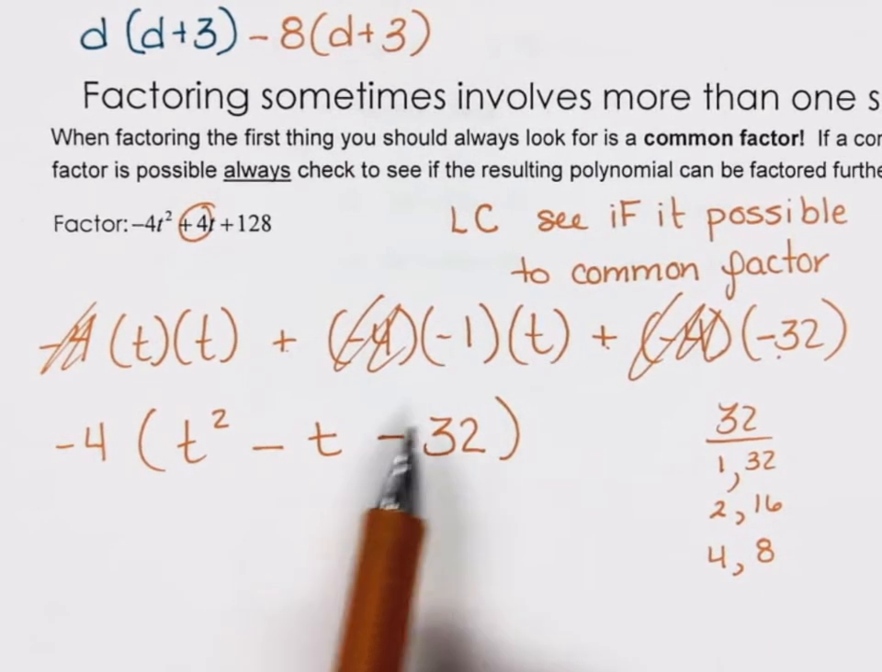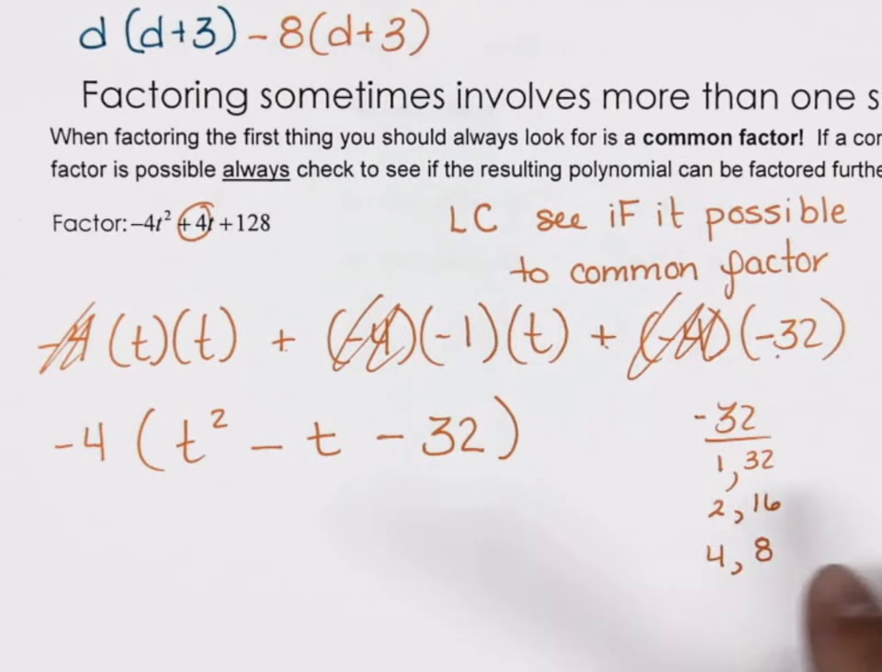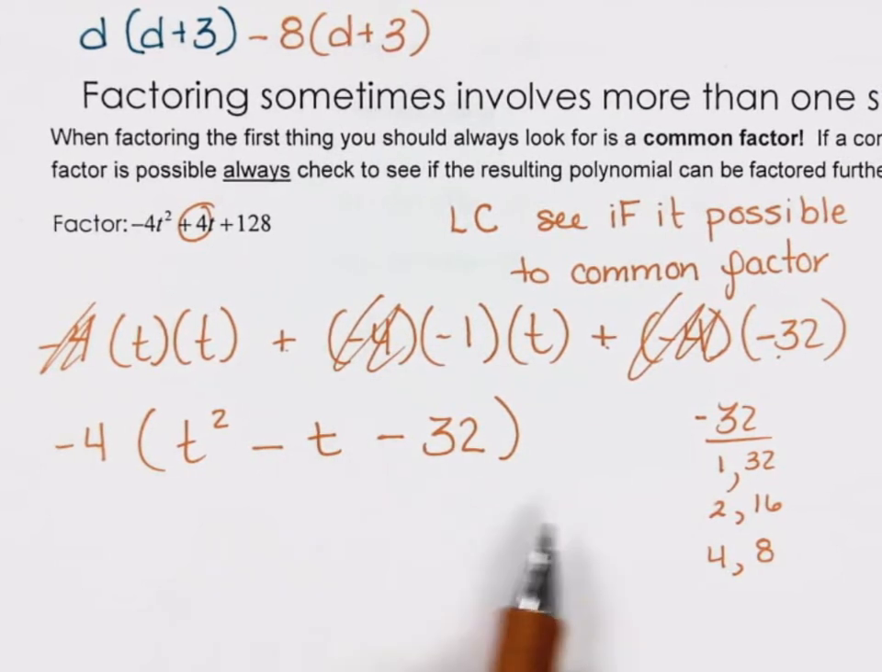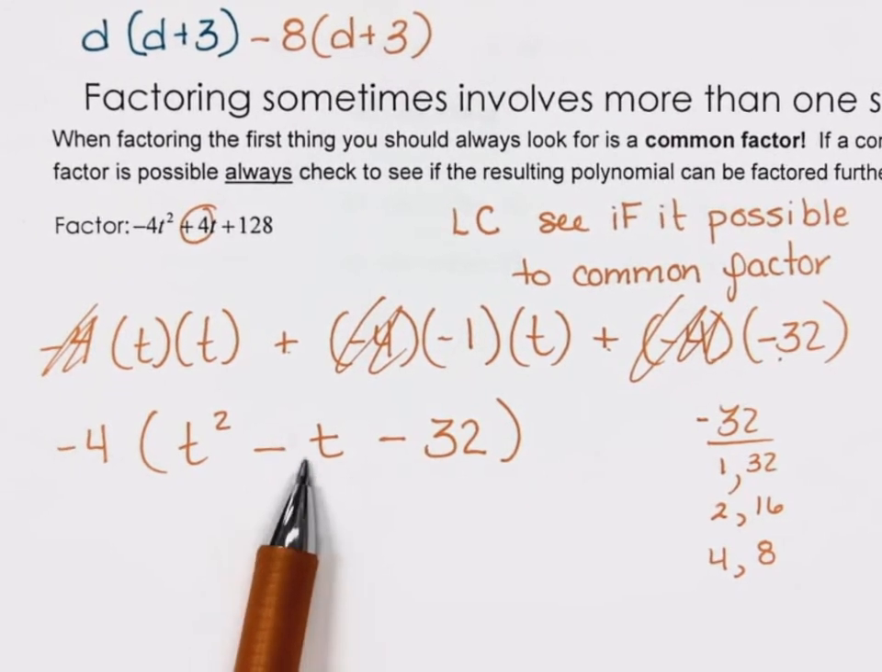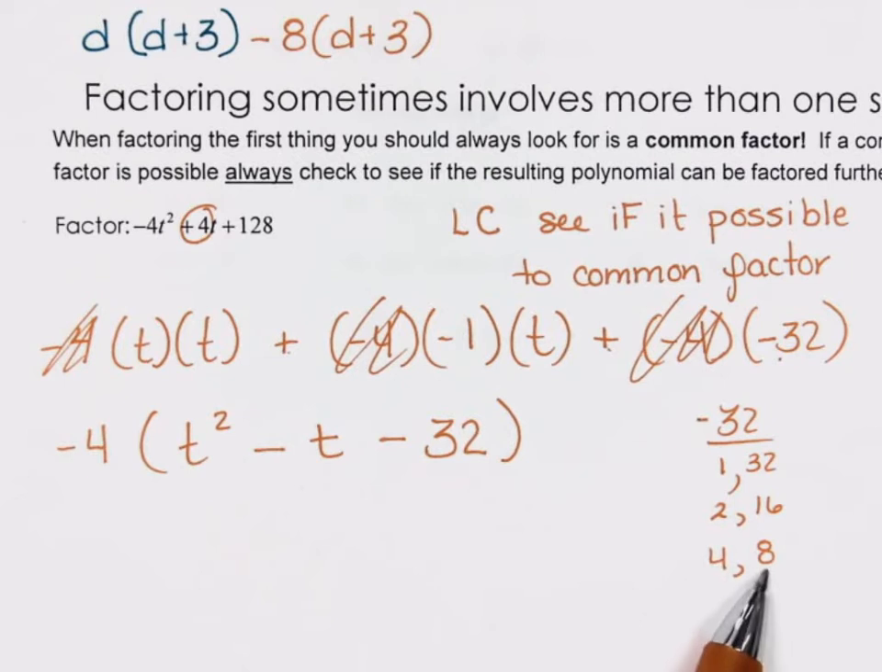And it really wasn't a positive 32, but that's a good place to start. It was a negative 32. So really I'm looking at these factors and I should be subtracting them. Are there any that subtract to -1? What's 32 minus 1? Hopefully that's 31, everybody. That's not a coefficient of 31. 16 minus 2 is 14. Not a coefficient. 8 minus 4 is 4. Do any of them work? No. So we're done factoring, but you still have to check.